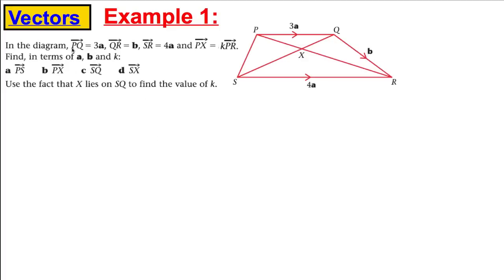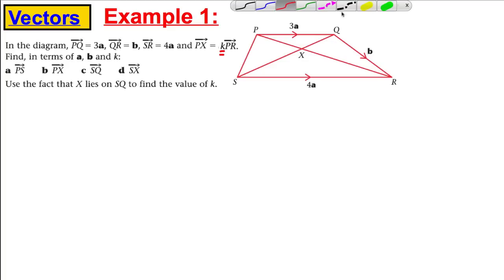We've got a diagram. P to Q is 3A in that direction. Q to R is B in that direction. S to R is 4A in that direction. And P to X is some lots, K is just a number, let's not worry about what K is, some lots of P to R. And what we mean by that is that these two are parallel to each other. You can clearly see this one is just a shorter version of PR. So K is going to be some number less than 1. So they're parallel because one vector is a multiple of the other vector.